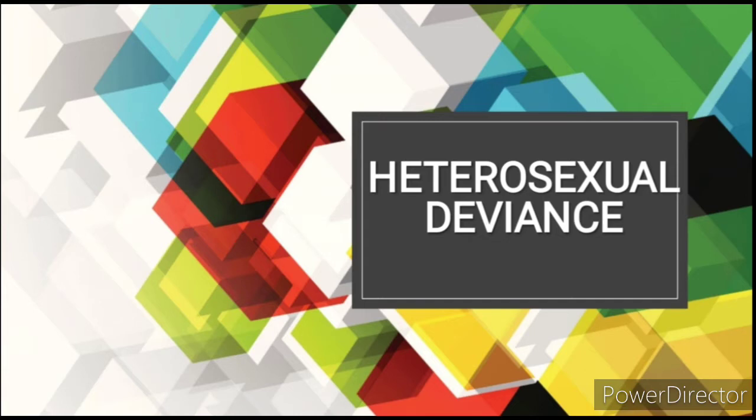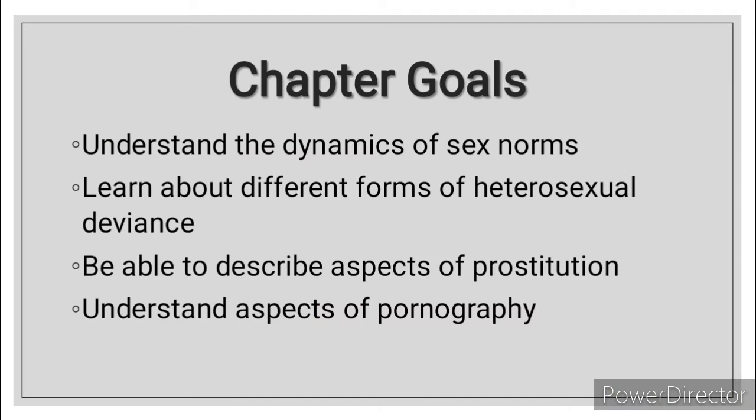This chapter discusses the nature of sexuality and distinguishes between preferences or orientation and behavior. This chapter also discusses the sexual norms that regulate heterosexual activity as well as the major types of deviance from those norms. The chapter goals are to understand the dynamics of sex norms, learn about different forms of heterosexual deviance, be able to describe aspects of prostitution, and understand the aspects of pornography.